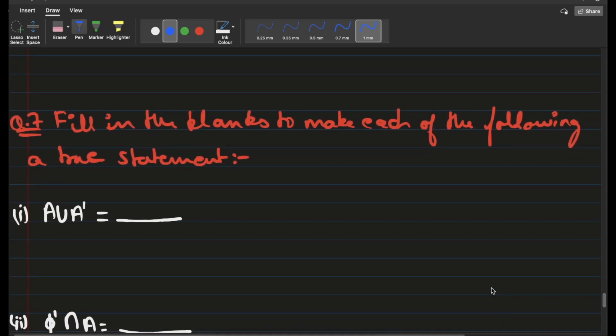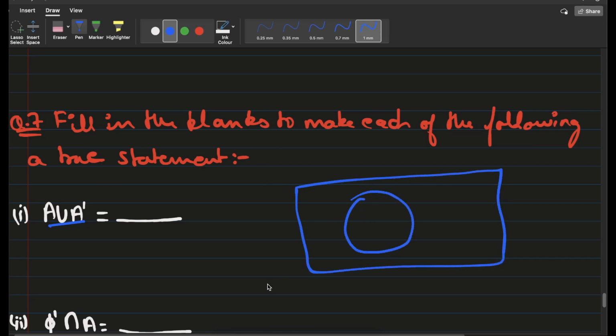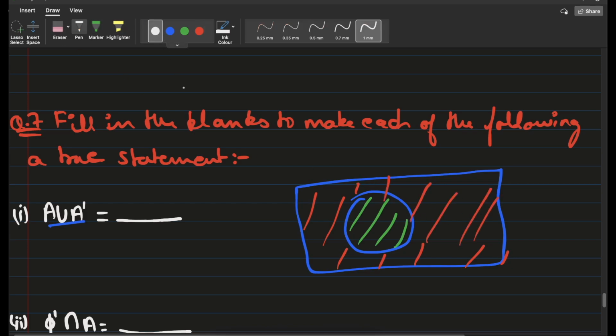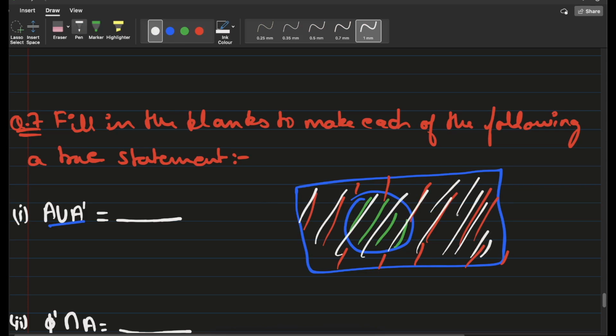Moving on to the next question. Fill in the blanks to make each of the following a true statement. Okay. A union A complement. See, suppose this is our universal set. This is A, right? I am marking A with this. So this is A. What is A complement? A complement is this part, right? Now what is union of both these? The whole universal set, right? Whole universal set is covered by this A union A complement.